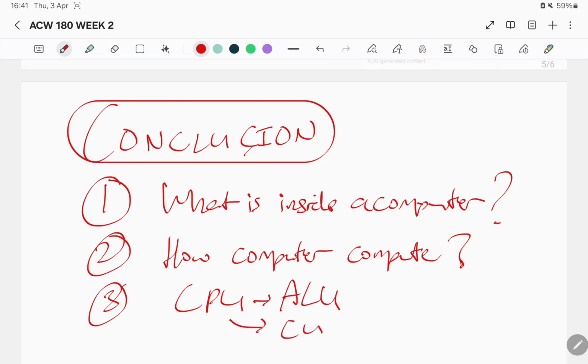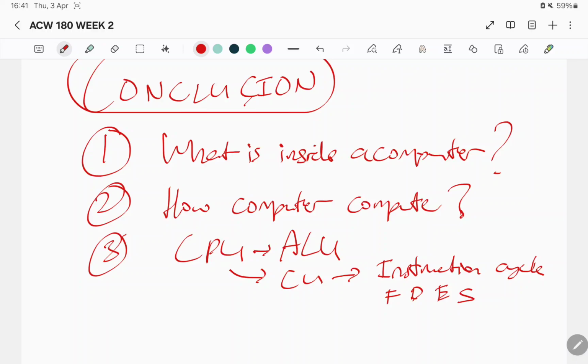We got the CU, the control unit, to do the instruction cycle. What is the instruction cycle? We got the fetch, decode, execute, and store. First you fetch from elsewhere, basically the RAM or some parts like the register. Then the CPU decodes it, then it will execute whatever process that is instructed, and then it will store the result.